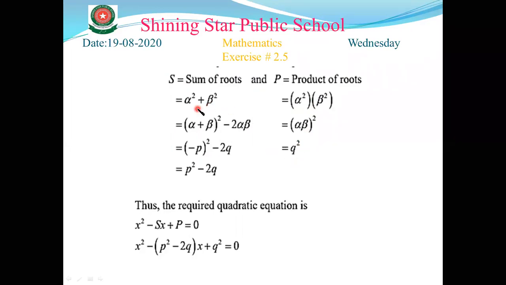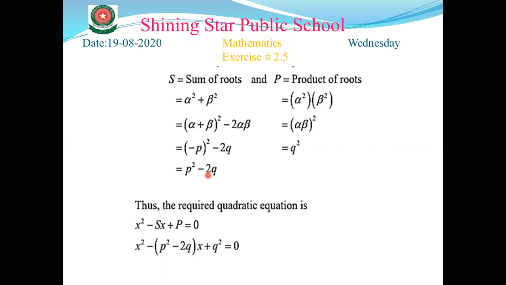Now, we know that alpha square plus beta square is equal to alpha plus beta whole square minus 2 alpha beta, and we know this by using the formula. Now alpha plus beta is equal to minus p, alpha beta is equal to q, minus p whole square is p square, so p square minus 2q. Now when we have found the sum of the roots and the product of the roots, how do we find the required equation?